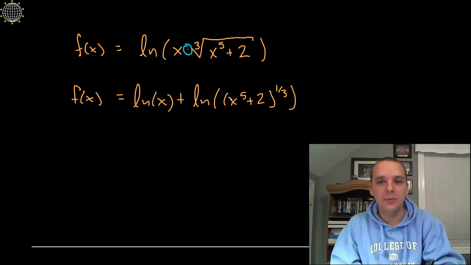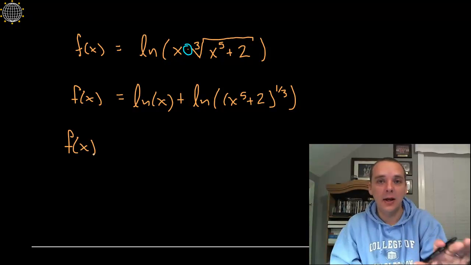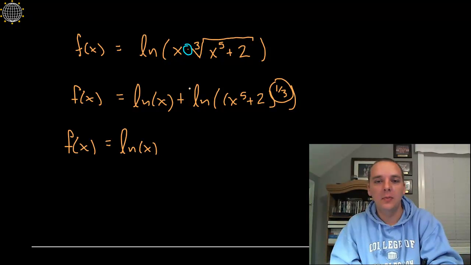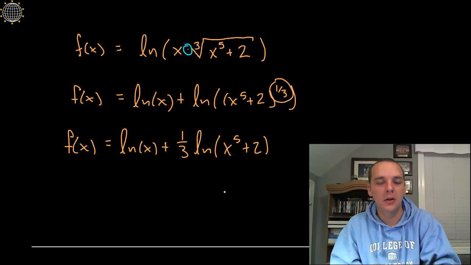But I don't think I'm done simplifying yet. The first term is done, but I think I can keep working on the second guy. Again, notice this is still f, I'm not differentiating yet. Natural log of x. I think this 1/3 can be moved to the front. We have 1/3 natural log of x to the 5th plus 2. Looking really good. All right, and I think I'm about done.